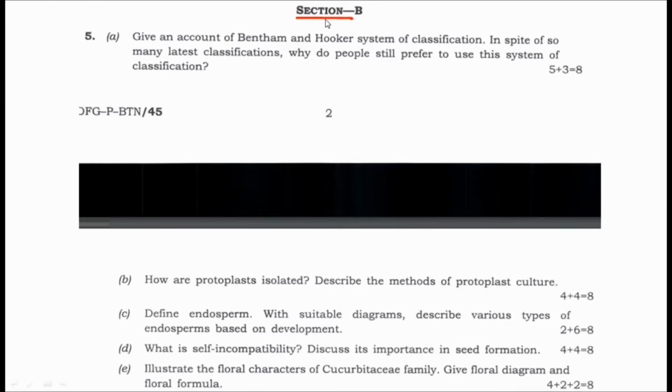From the fifth question, Section B starts, and you must have remembered that the fifth question is the compulsory question. That is, you have to answer this question compulsorily. The first sub question is: give an account of the Bentham and Hooker system of classification. Now, in spite of so many latest classifications, why do people prefer to use this system of classification?